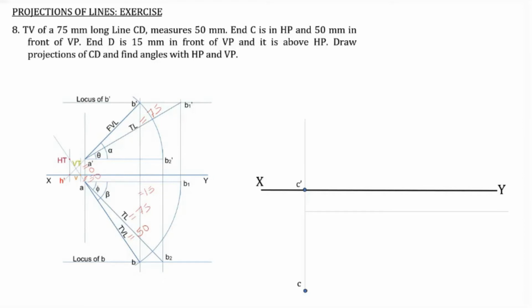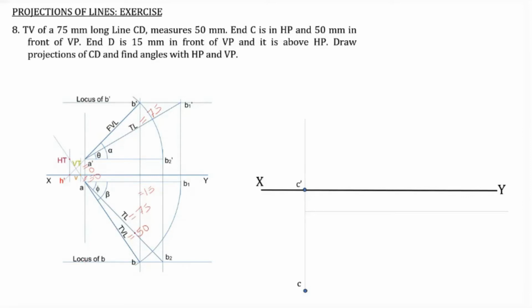Now we know that end D is in front of VP and it is above HP. 15 millimeter in front of VP means it should be 15 millimeter below the XY line. That is the top view of C, and that is the top view of D. This particular line will be lying in this fashion, that is C is here and D is here.